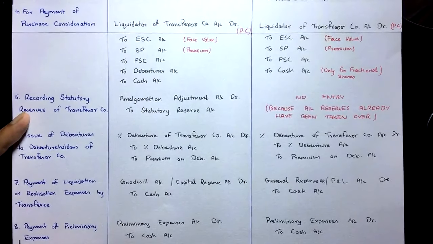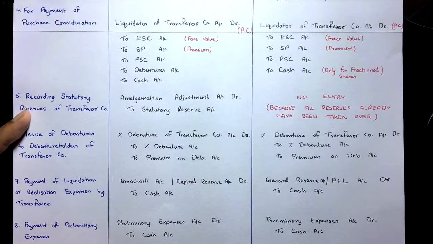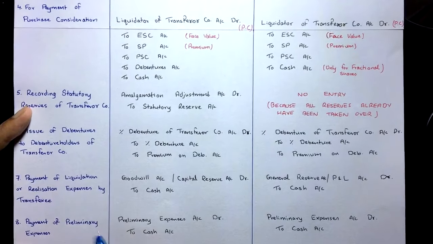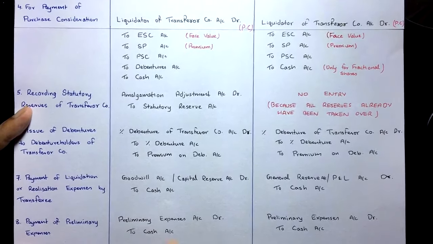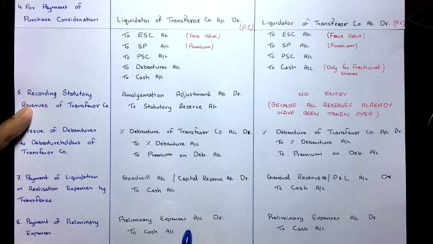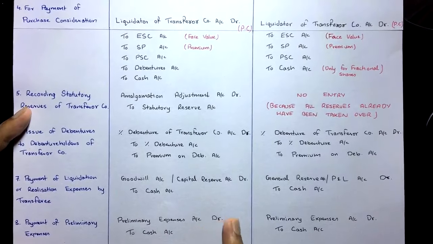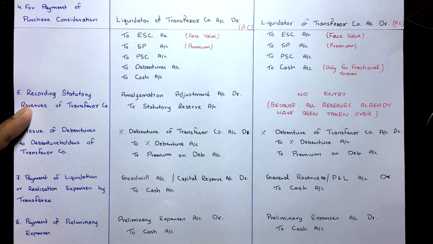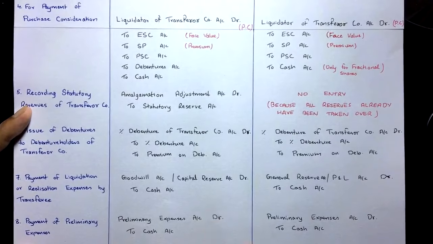And then the 8th entry is, see here, payment of preliminary expenses. Now these are the expenses that are incurred to incorporate company, to form the company. And these expenses are always capitalized. Preliminary expenses account debit to cash account. Fine. So this is the entry for that. You are incurring this expense and you are paying cash. Cash is going out. Simple. Preliminary expenses account debit to cash account. Simple as that. So this is the last entry that you have to pass.